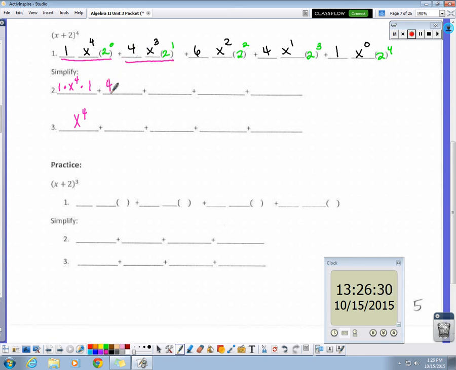4 times x cubed times what? 2. 2 to the first power is 2. That all multiplies to 8x cubed. Okay, then third term. 6 times x squared times 4. And that all multiplies to a, right? Okay, then to the 4th term, 4 times x times 8, and that becomes 32x.